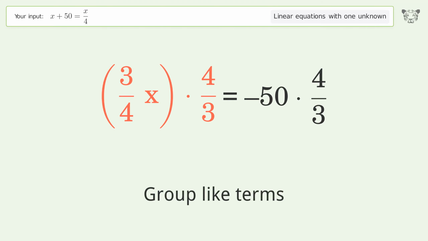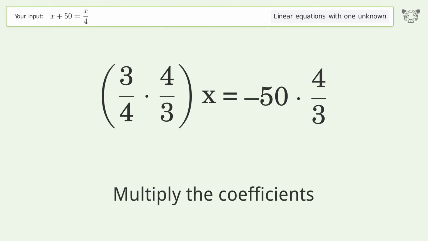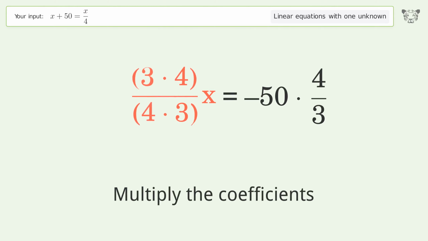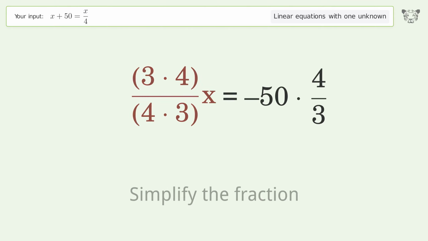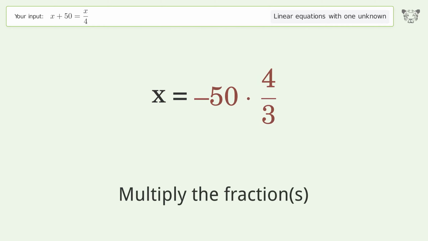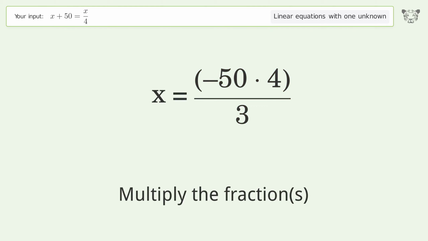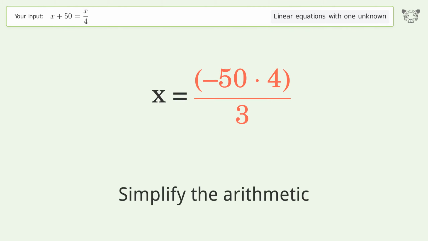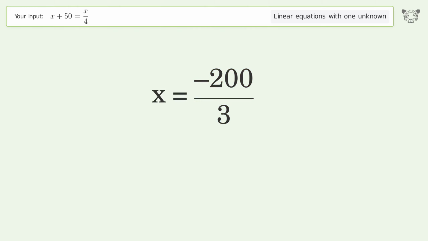Group like terms. Multiply the coefficients. Simplify the fraction. Multiply the fractions. Simplify the arithmetic. And so the final result is x equals -200/3.